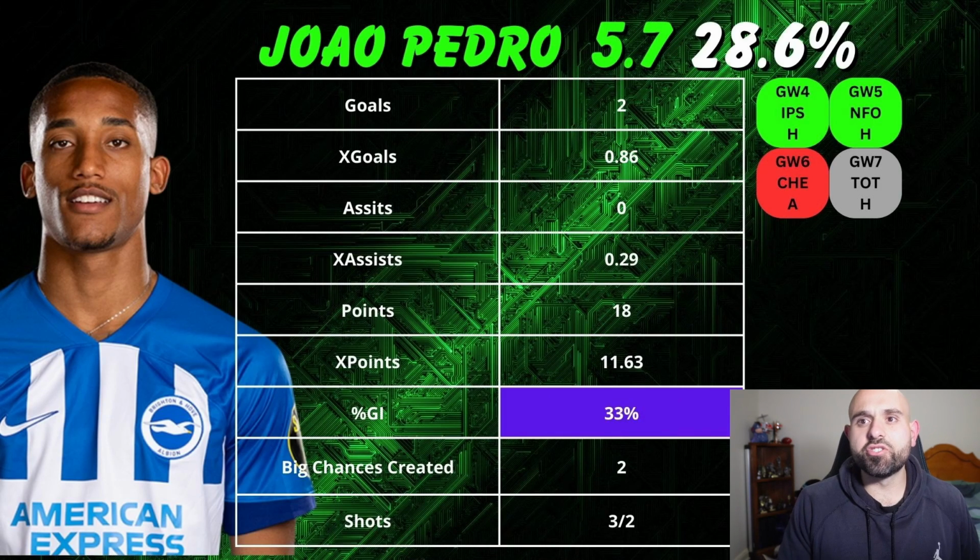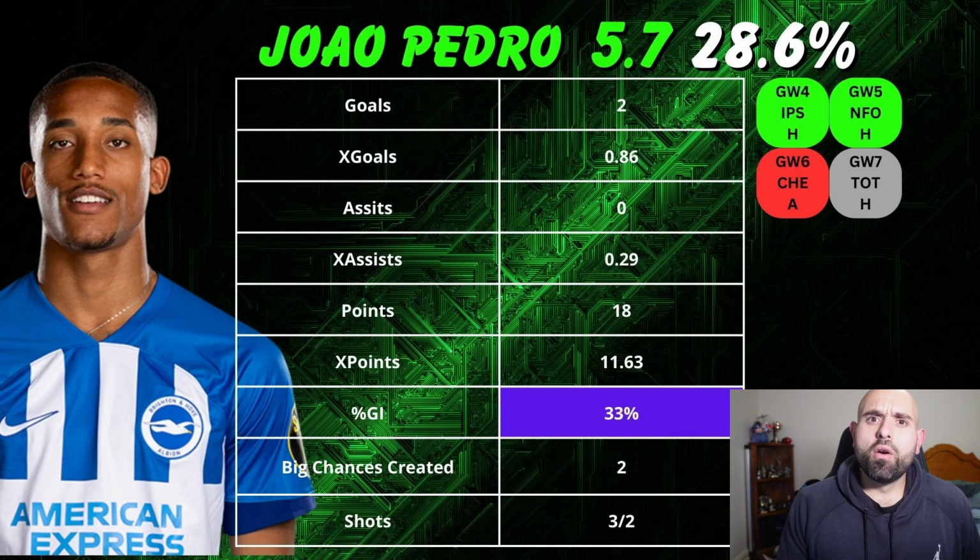But here is João Pedro's data, a bit more of a deep dive. 2 goals, 0.86 expected goals with no assists. Again, 0.29 xA isn't the worst for João Pedro as well. Again, he does spend a little bit of time in that number 10 before Danny Welbeck comes off. 18 points through an expected points of 11.6. 33% goal involvement for João Pedro as well. And 3 of his 5 shots have been on target.